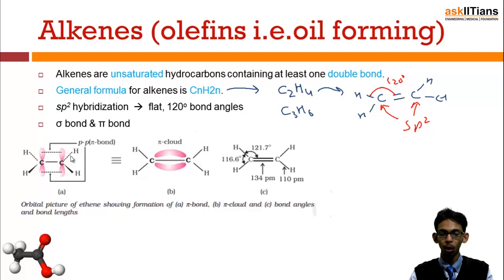This is the orbital structure for the ethene molecule. You can see that pi bonds are formed by sideways overlapping of the p orbitals of the two double bonded carbon atoms, while the sigma bonds are formed between carbon atoms as well as carbon and hydrogen atoms.